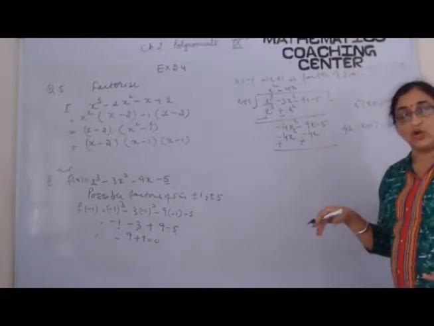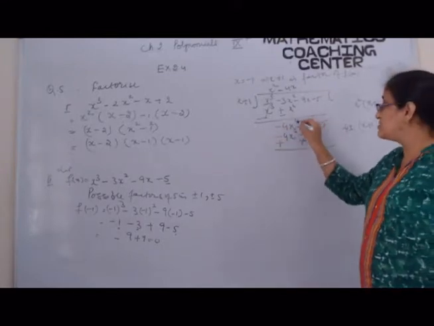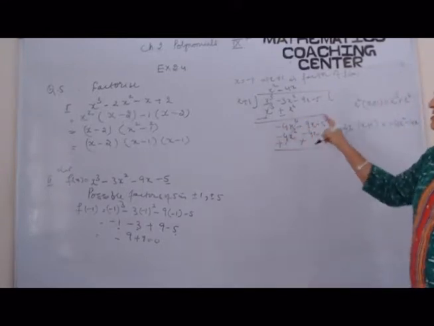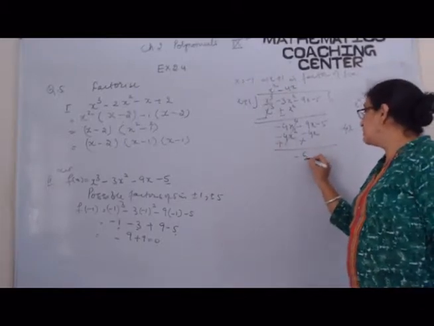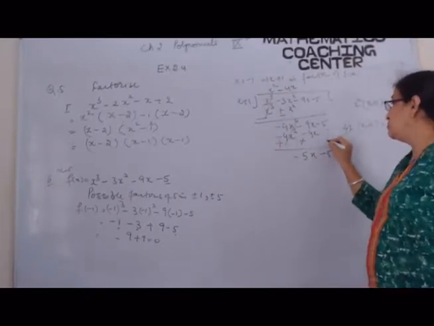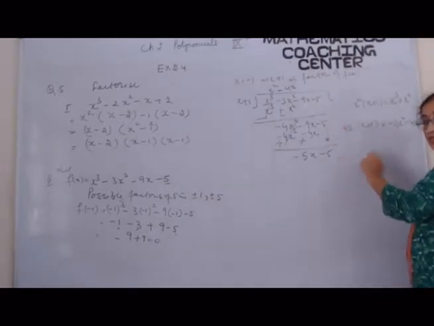We have to write the opposite sign of this. The plus and minus cancel. This is minus 9x and plus 4x. It becomes minus 5x, and the number you take here is minus 5.